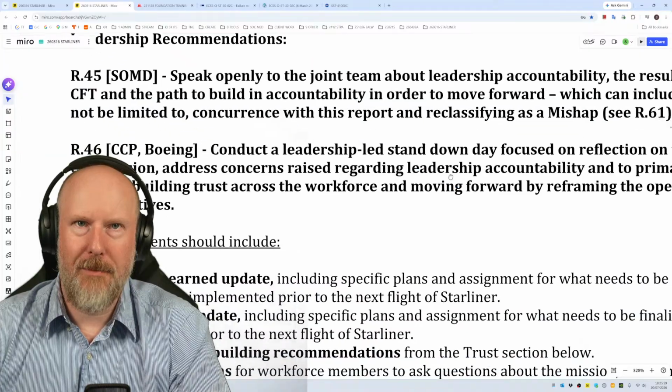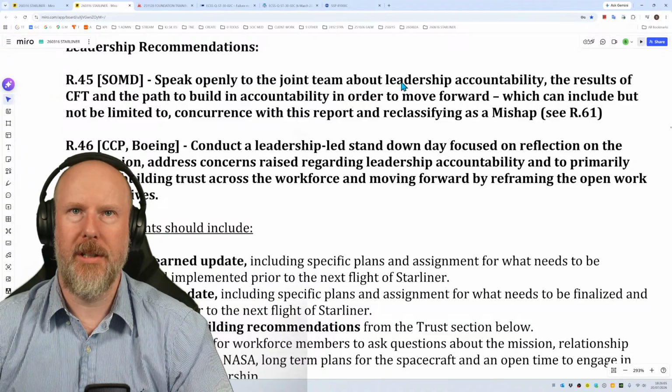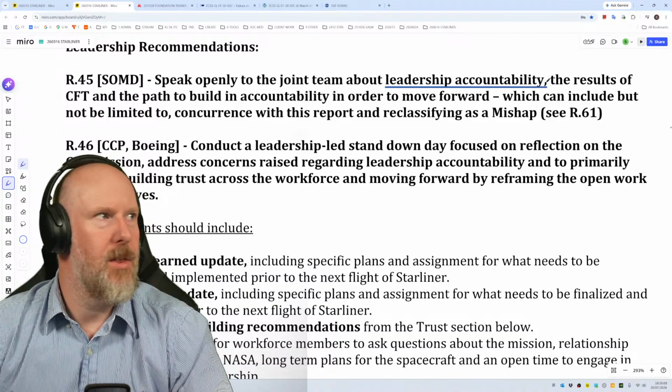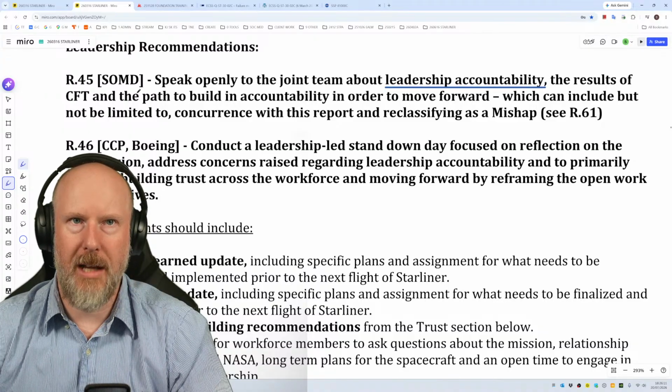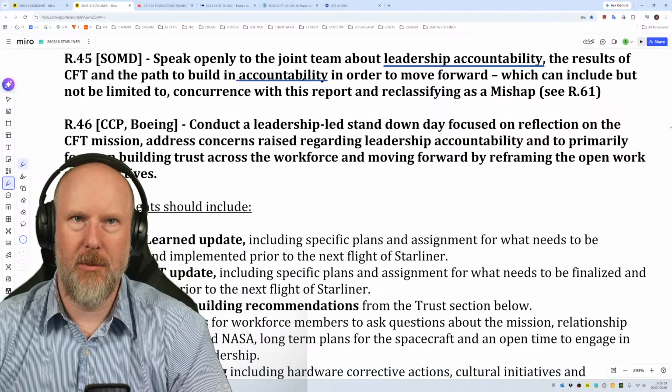Right, so SOMD, speak openly to... So this is a recommendation for the SOMD. Speak openly to the joint team about leadership, accountability, the results of the crewed flight test, and the path to build in accountability in order to move forwards, which can include, but is not limited to, the concurrence with this report and reclassifying as a mishap.